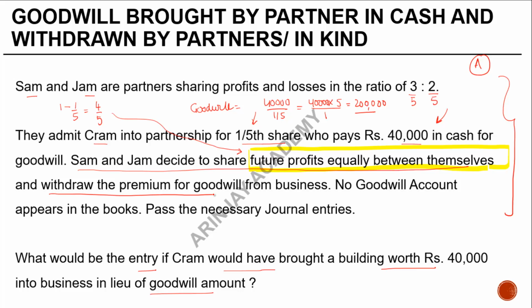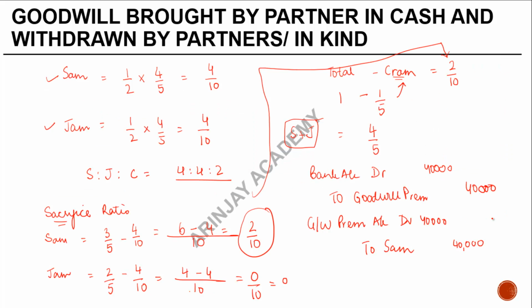and withdraw the premium for goodwill from business. Now, since this premium for goodwill from business belongs to Sam, he decided to withdraw it. So we are going to debit Sam's capital account, credit to bank. The money that came in for premium is paid over to Sam. He decided to withdraw that money.